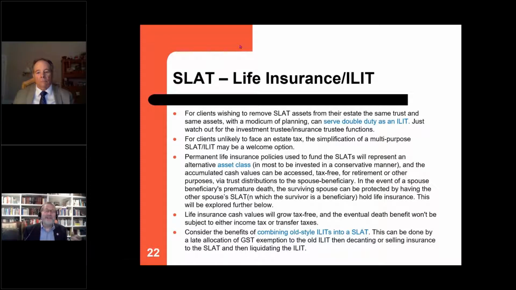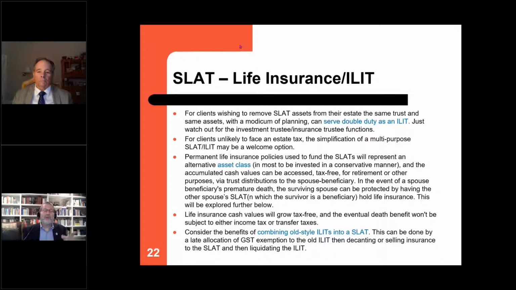For a lot of our clients, come 2026, the exemption, GST included, is going to be cut by half. A lot of clients that are even fairly wealthy have lots of excess unused GST exemption they're never going to use. Why not use it to make a late allocation to an ILIT and then decant the ILIT into the SLAT, get rid of the old trust? You've given them a great enhancement, real value add to planning, and clients love it.